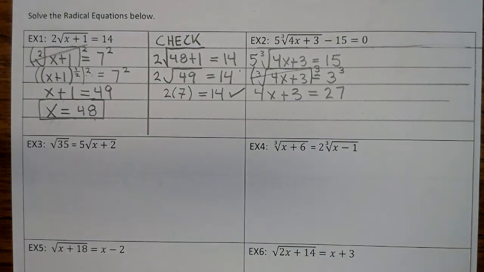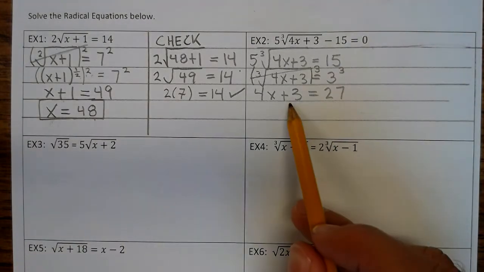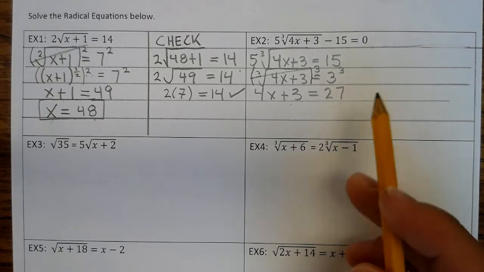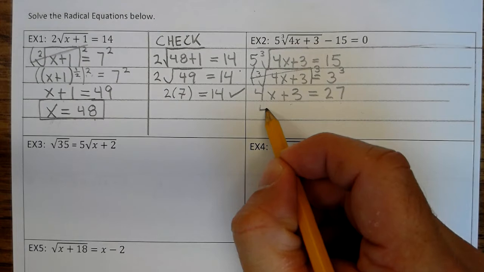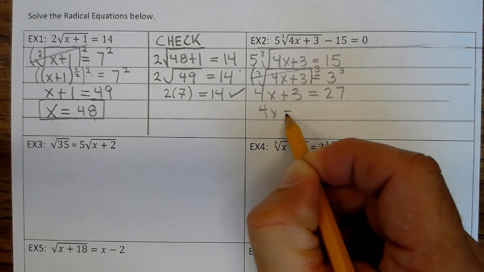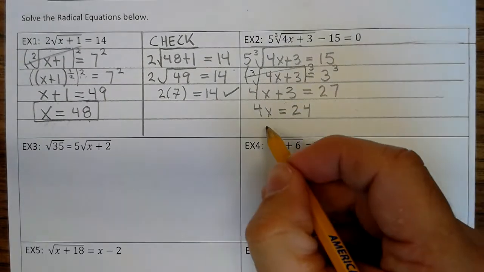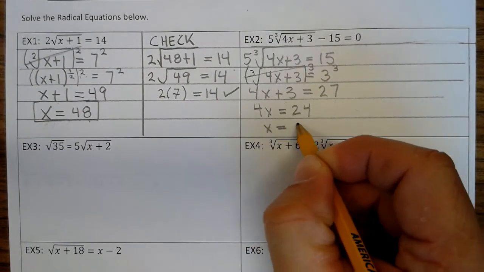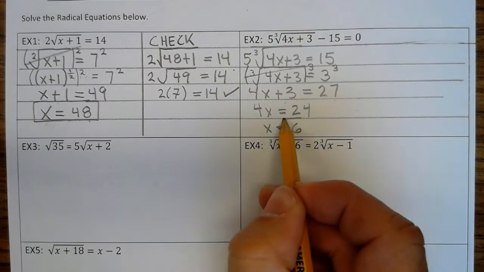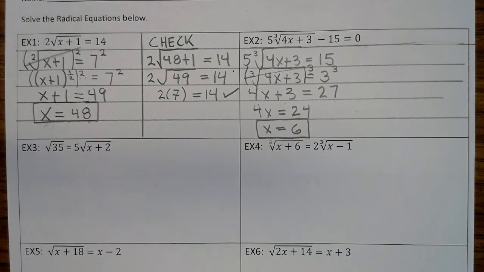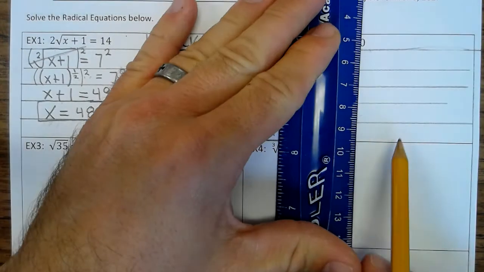And then step 3, solve for the variable. So we're going to subtract 3 from both sides. So you get 4x equals 24. And then divide both sides by 4, x equals 6. Now you might notice I'm trying to keep my work on the left, so I have space to check on the right.